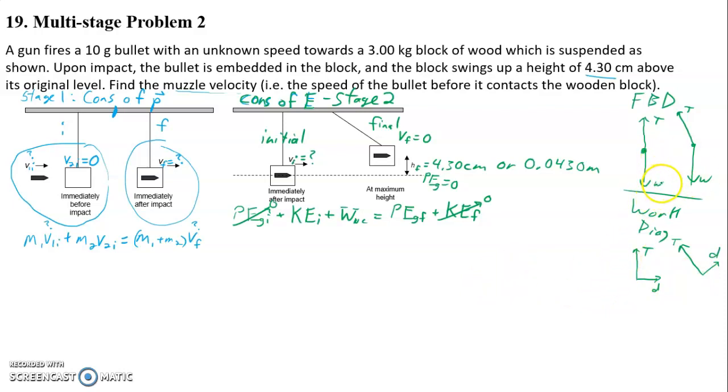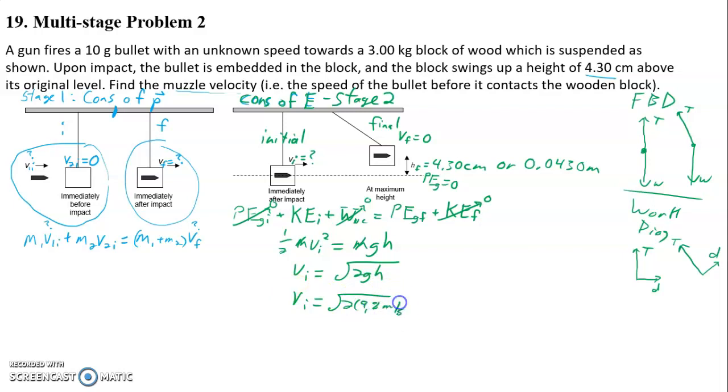Weight is a conservative force. The weight does work, but we don't care about that because we're only interested in the work by non-conservative forces, and we see that that's 0. So 1/2 m v_i squared equals mgh. We can divide both sides by the mass, and we can say that v_i is equal to the square root of 2gh.